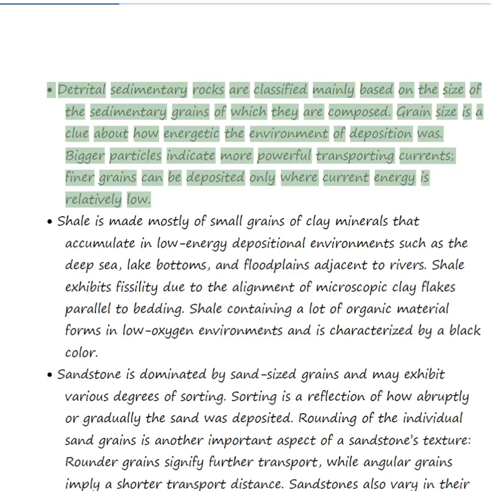Detrital sedimentary rocks are classified mainly based on the size of the sedimentary grains of which they are composed. Grain size is a clue about how energetic the environment of deposition was. Bigger particles indicate more powerful transporting currents. Finer grains can be deposited only where current energy is relatively low.